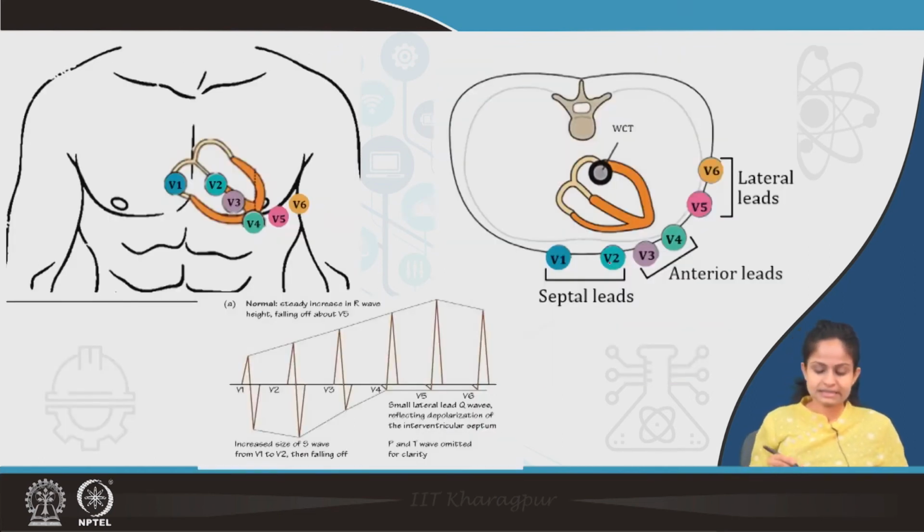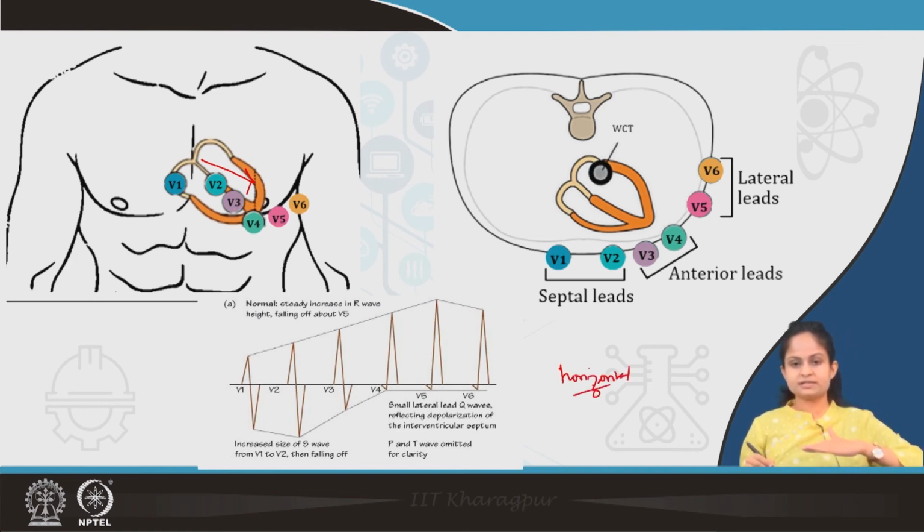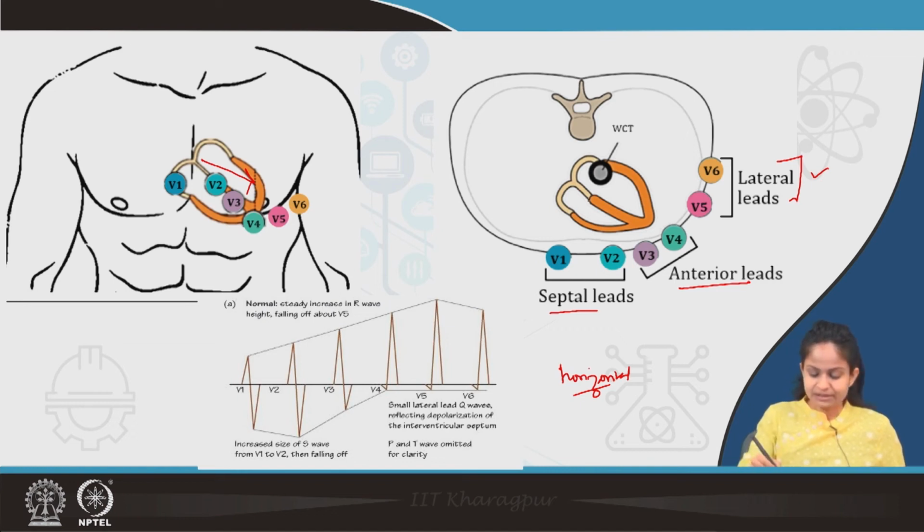Now, how are these chest leads depicting the various waves? V1 to V6 are placed in the horizontal plane, as I told you. Chest leads capture the electrical activity from the horizontal plane. V1 and V2 measure the septal activity, V3 and V4 the anterior activity of the heart, and V5 and V6 the lateral activity of the heart. We can see the first septal depolarization occurs from left to right, so V1 and V2 will give the positive deflection, and that is what it is giving.